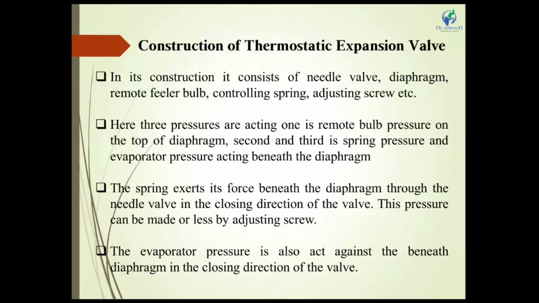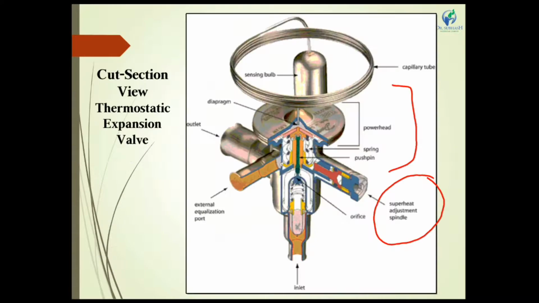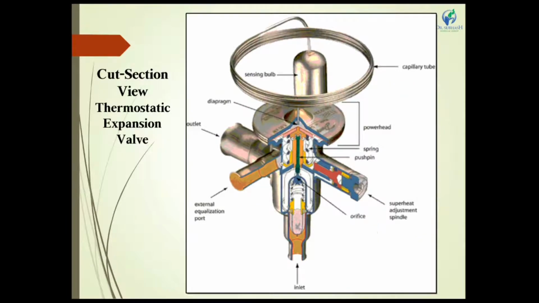Here, three pressures are acting: the remote bulb pressure on the top of the diaphragm. Here three pressures are acting. One is the diaphragm pressure. Here the diaphragm pressure means these are directly connected to the evaporator outlet.